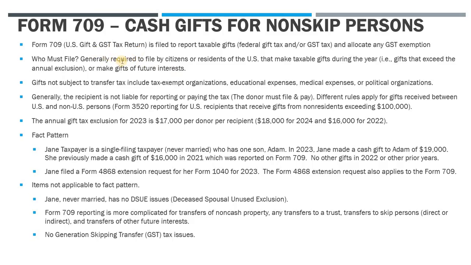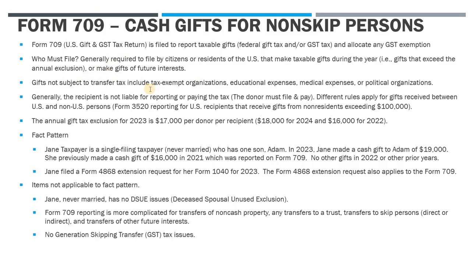So the 709 is filed to report taxable gifts, so that's federal gift tax or the GST amounts. And generally, the type of individual that needs to file this is, first, an individual, so businesses don't file these. And they're filed by U.S. citizens or U.S. residents that make taxable gifts during the year. So if your gift amount exceeds the annual exclusion per donee, you generally have a taxable gift.